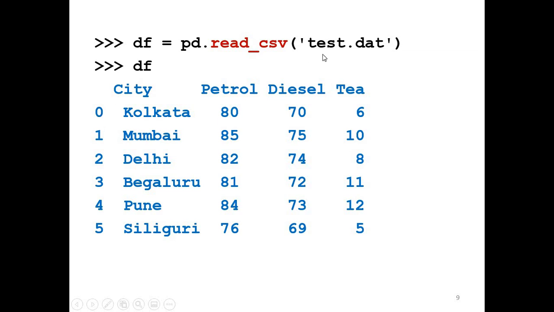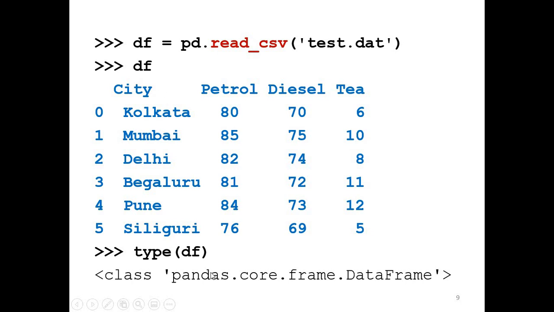So indices, since I have not imposed any index here, the indices are by default 0, 1, 2, 3, 4. So 6 rows, and this is treated as the header, and these are the columns: city, petrol, diesel, and tea, etc. So here is your data, and then again you can do the same thing that we did earlier. We can convert this data frame into a NumPy array or a list, and then we can deal with it whichever way we want. Okay, and you type df here, and again you see this is a data frame.